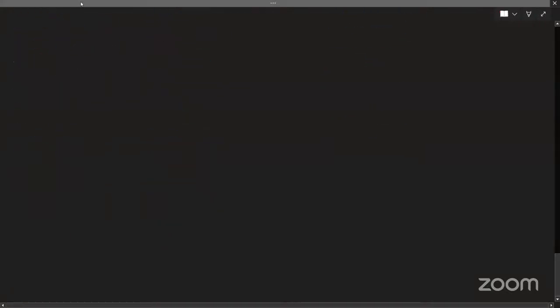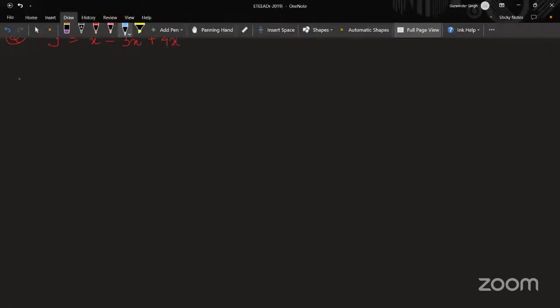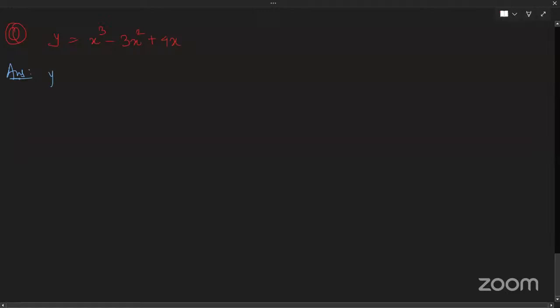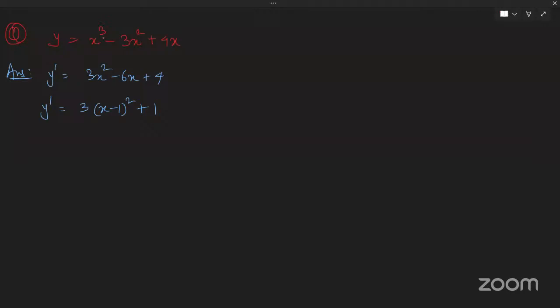Fine. Let us increase our degree by 1 and have a look. You have been given y is equal to x cube minus 3x square plus 4x. So what is the derivative? 3x square minus 6x plus 4. Great. So just for your reference, I can write it as 3 into x minus 1 whole square plus 1. Can you infer anything from here about your value of y dash?